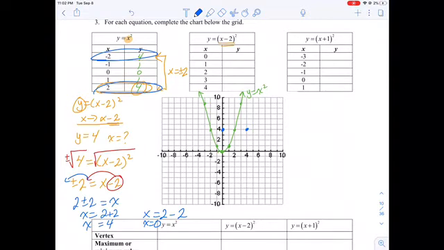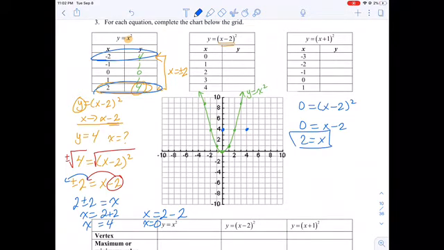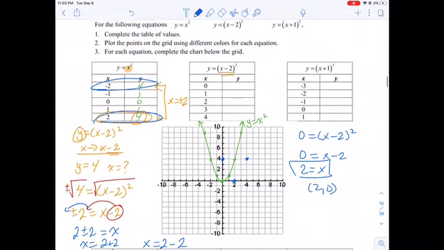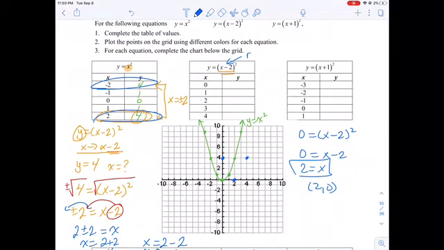Our graph, if we were to plug in the 0, 0, if y is 0 and we want to solve for x, the square root of 0 is just 0. So x would be equal to 2. So what's happened to the vertex? The vertex is now 2, 0. Look at that information. Here's my new vertex. It's moved over 2 to the right. Okay, so we've moved right 2. How can that be? That's how it can be.